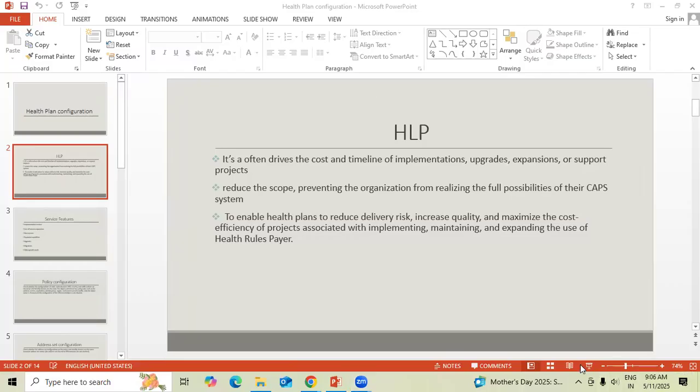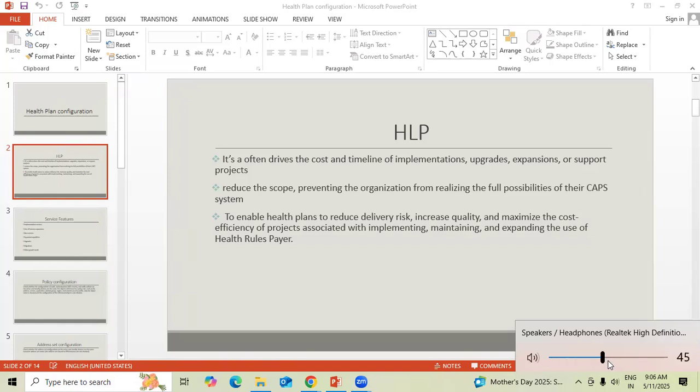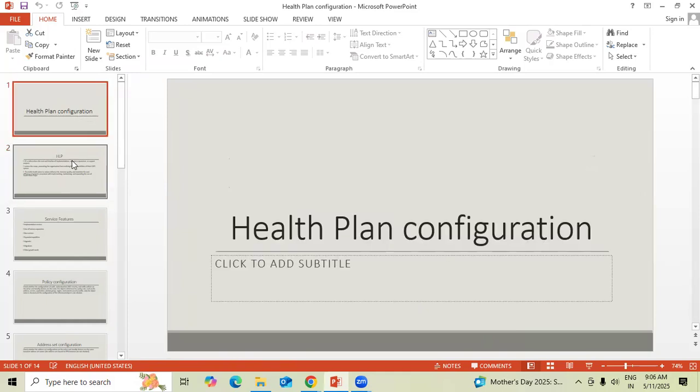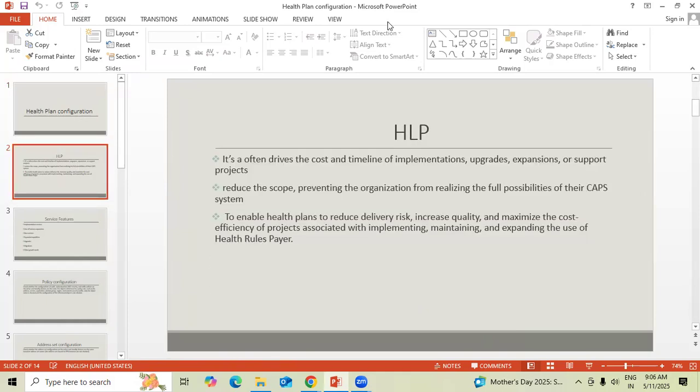Right. So, when we try to understand health plan configuration, it's always important, being in the healthcare environment when we are developing any healthcare solutions, for us to understand the HLP, followed by the kind of standards, policies, and procedures, steps that are required for us to follow.